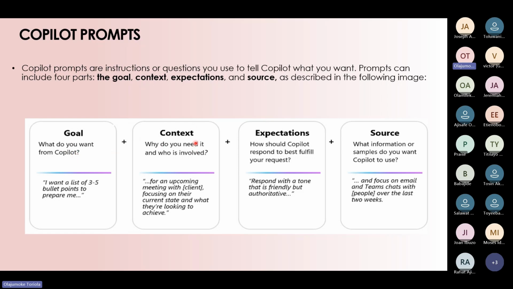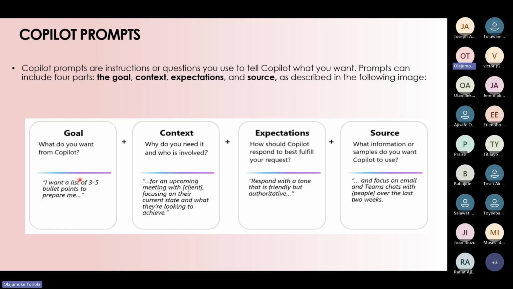The next thing is the context: why do you need it and who is involved? Then the third part is the expectation: how should Copilot respond to best fulfill your request? And then the source: what information or sample do you want Copilot to use? This can even involve the grounding I made mention of.